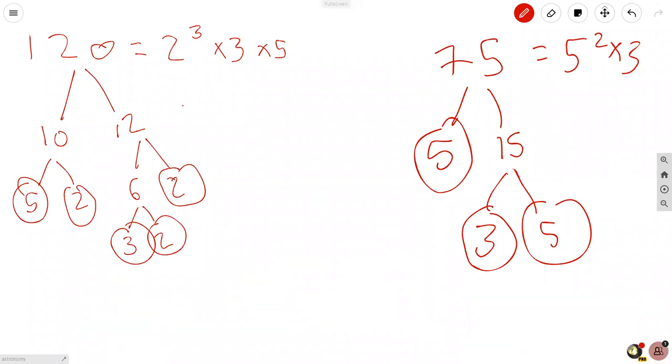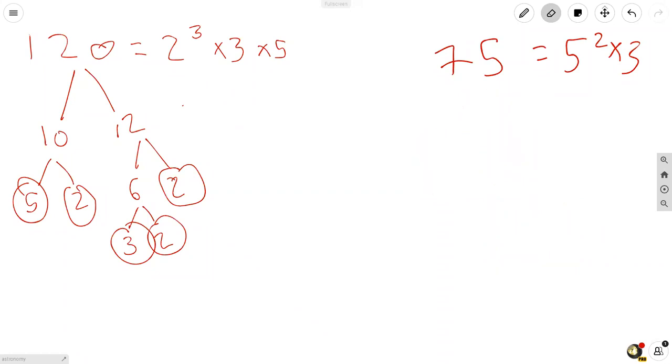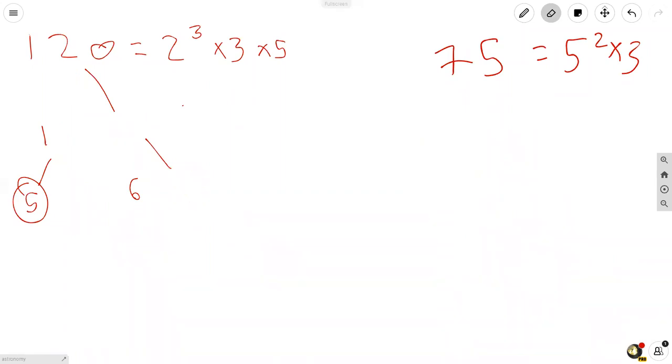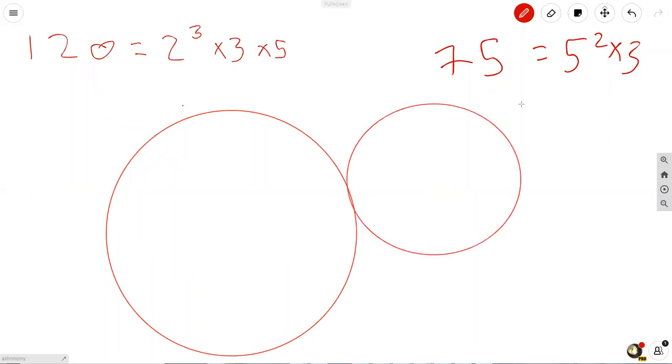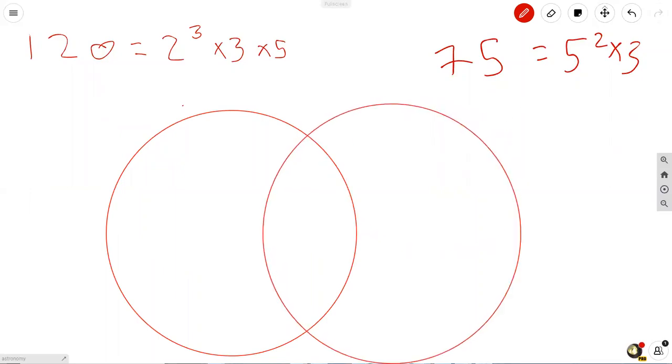Now, is this all done? Does everyone get that? So I'm going to rub this all out. And what we're going to do is draw big circles. Because I want to do art nowadays, you know, math is a bit boring. So I'm going to draw 2 big circles. Perfect, just like all of you. So I've got 2 circles.